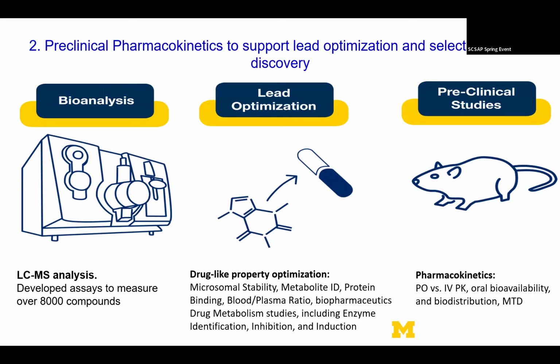Quickly, I will go through Aim 2. We help the community optimize lead compounds in drug discovery. So far, we have run assays for about 8,000 compounds, all small molecules. We are able to optimize microsomal stability, metabolite identification, protein binding, all the drug-like properties for the community. We also do animal models with dosing and sampling, we analyze, and we do some of the PK modeling. We also do multiple tolerated dose studies, not toxicity per se, but to see how high the dose can go.